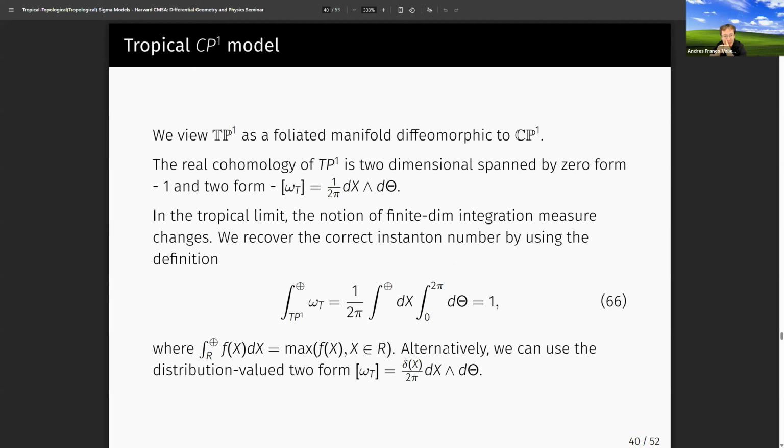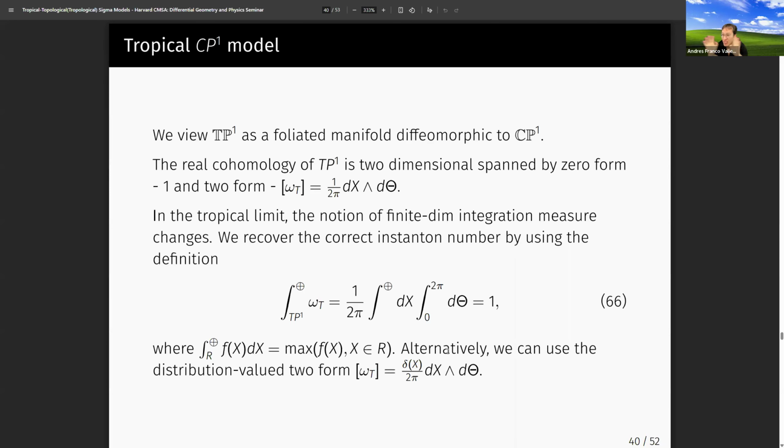How do you actually compute that? As we said earlier, we're going to view a tropical projective space as a foliated manifold that is diffeomorphic to CP1. The real cohomology of TP1 is spanned by the 0 form 1. That's not minus 1, sorry, it's just 1. And there's a 2 form that is just the target space coordinates dx wedge capital D theta.